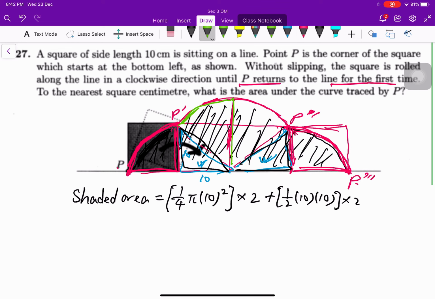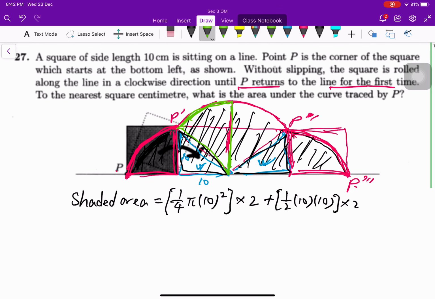This is a quadrant, right? Can you see that this is a sector? And in this case, what is the radius of this sector? Can you see that this is 10, this is 10, this is 10. Therefore, by Pythagoras theorem, this will be 10 square root 2. Right, 10 square root 2.